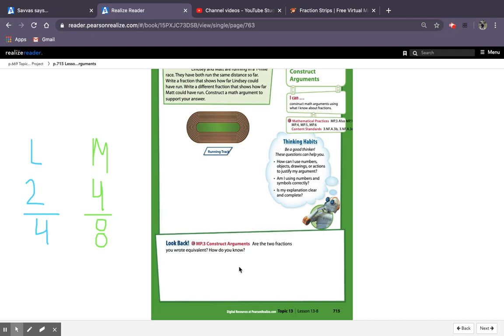So again, I know that they are equivalent because they are at the same point on a number line, or on number lines, and they represent the same part of a whole or the same part of a mile in this problem. I'm going to clear the screen so it's a little drawing on the side. Go to the next page.